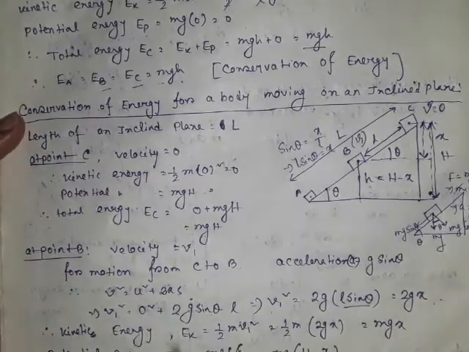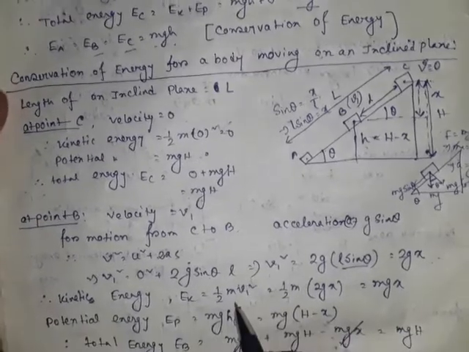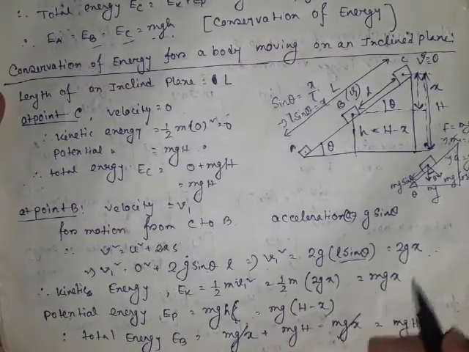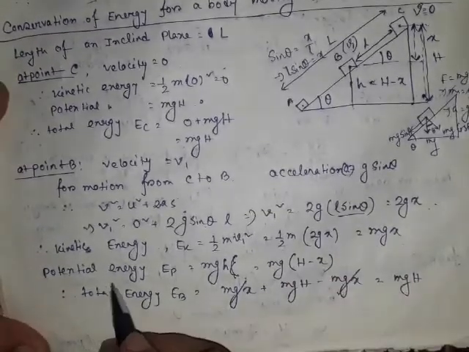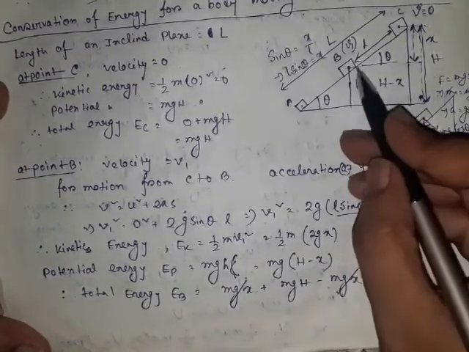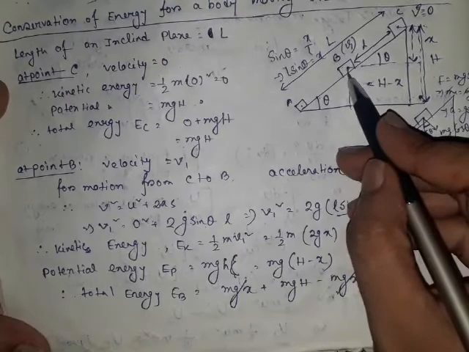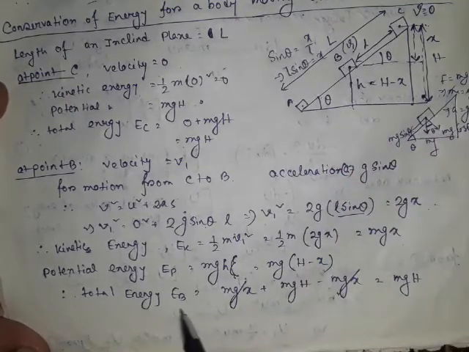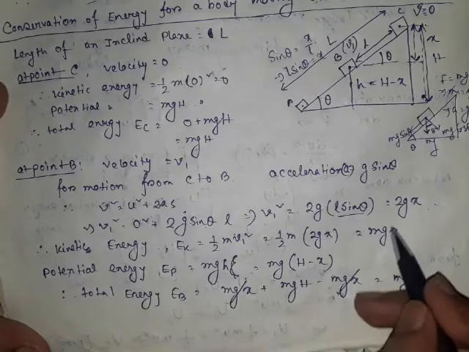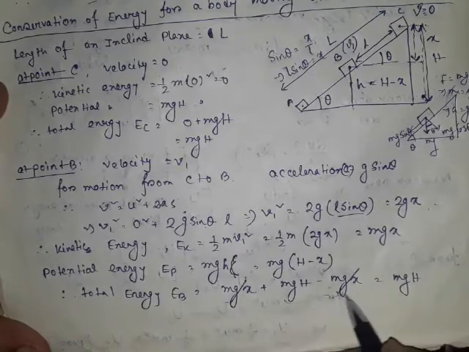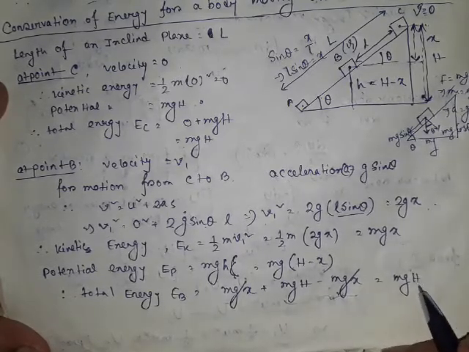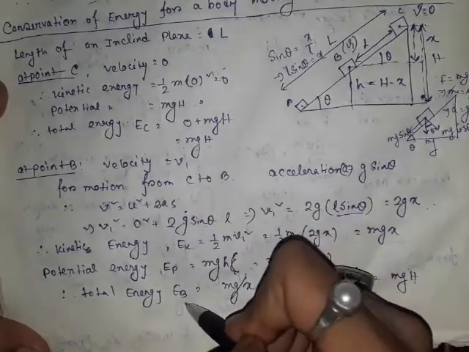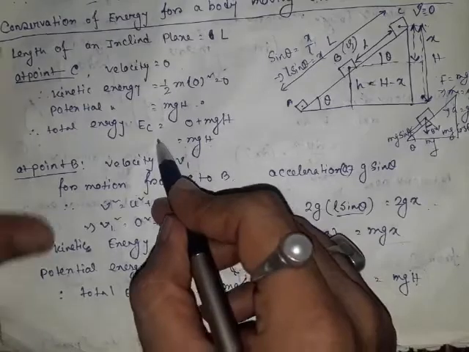Now find the kinetic energy, Ek equals half m v1 square. Put the value of v1 square here, and we will get mgx. Find the potential energy, that is mg small h. Small h is the height of that point B, so capital H minus small x. Just put it here, total energy will be the kinetic energy plus the potential energy, and you will get mgH. So mg capital H here, mg capital H, that means total energy at B and total energy at C are the same.